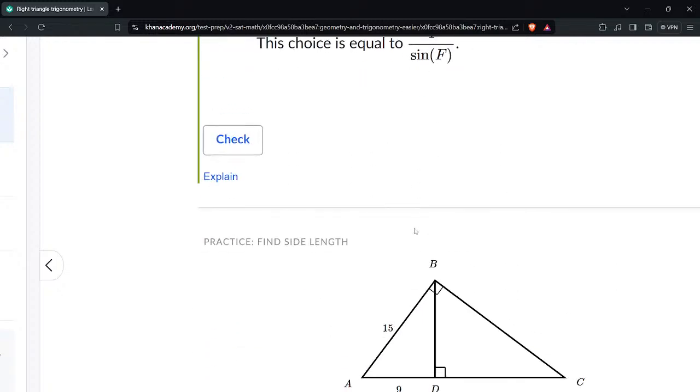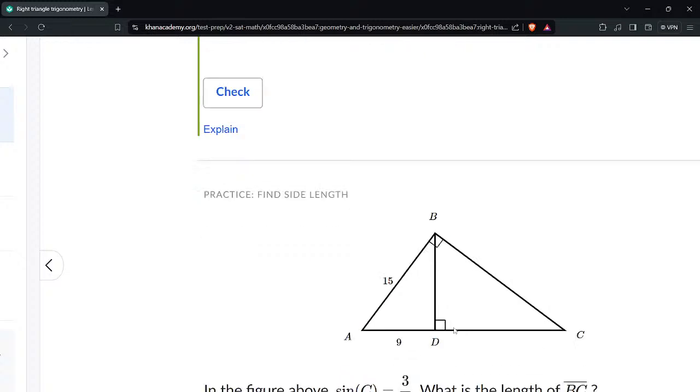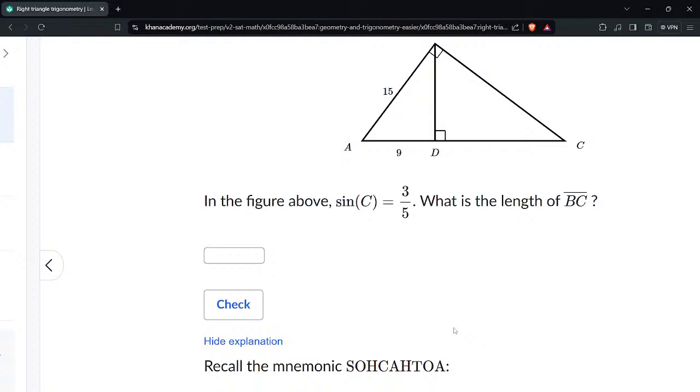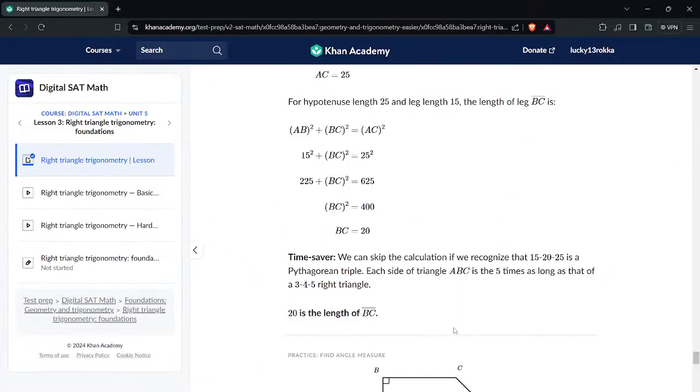How is BD equal to 12? Root of 15 squared plus 9 squared. Okay. Let's not talk about it. It's 12, right? So we have 12.